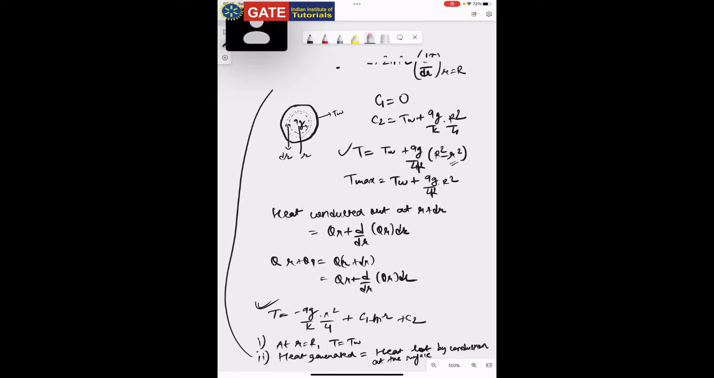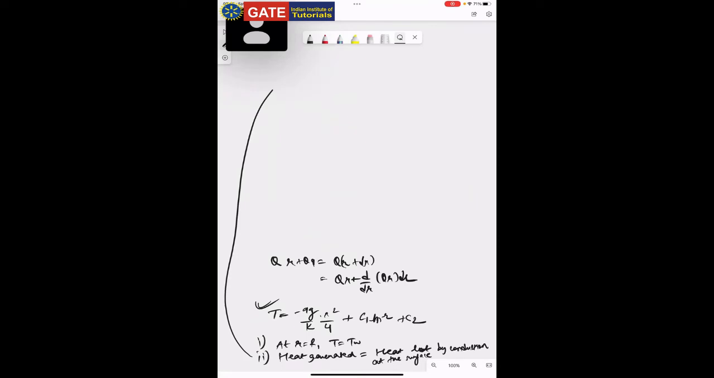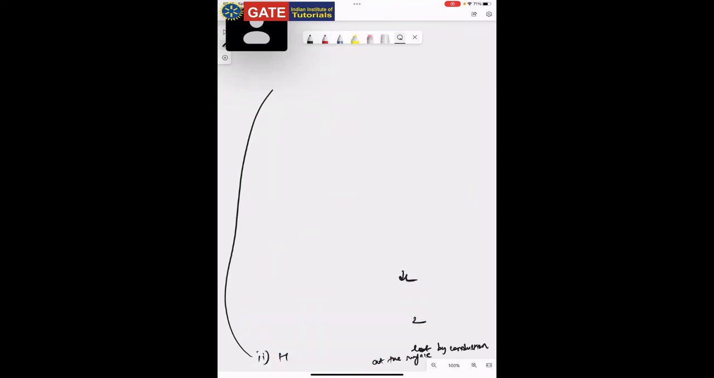A current of 300 amperes passes through a stainless steel wire of 2.5 mm diameter. The resistivity of the wire is 70 into 10 to the power minus 8 ohm meters.